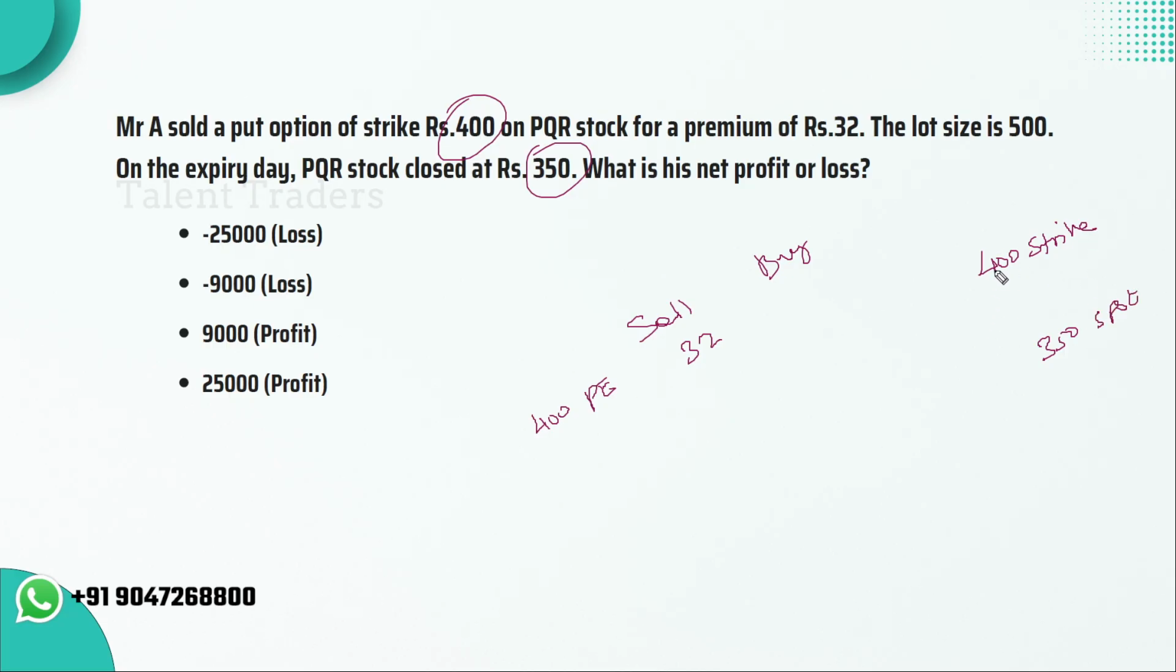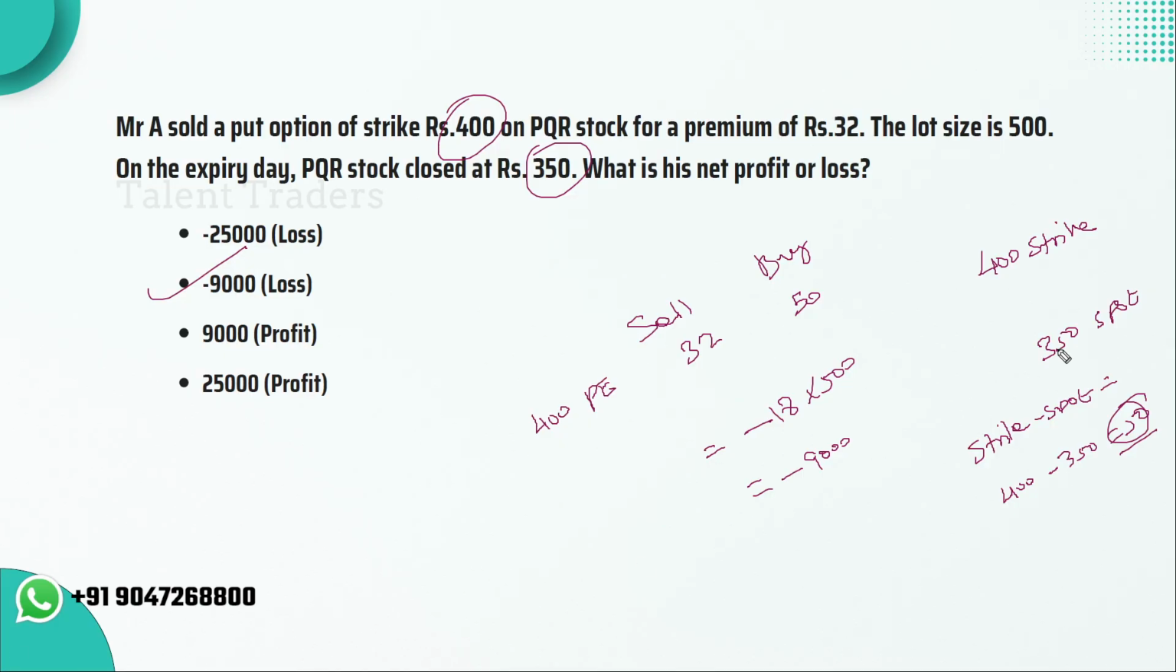As a put option, we have to calculate how many points the market went down from the strike price, that is the intrinsic value. Intrinsic value of a put option is strike minus spot. So 400 minus 350, the real value is 50. Whatever happened, that option will be settled at 50 rupees. So sell minus buy: 32 minus 50 is minus 18, and 500 is the lot size. 18 into 500, minus 9000 is your answer.